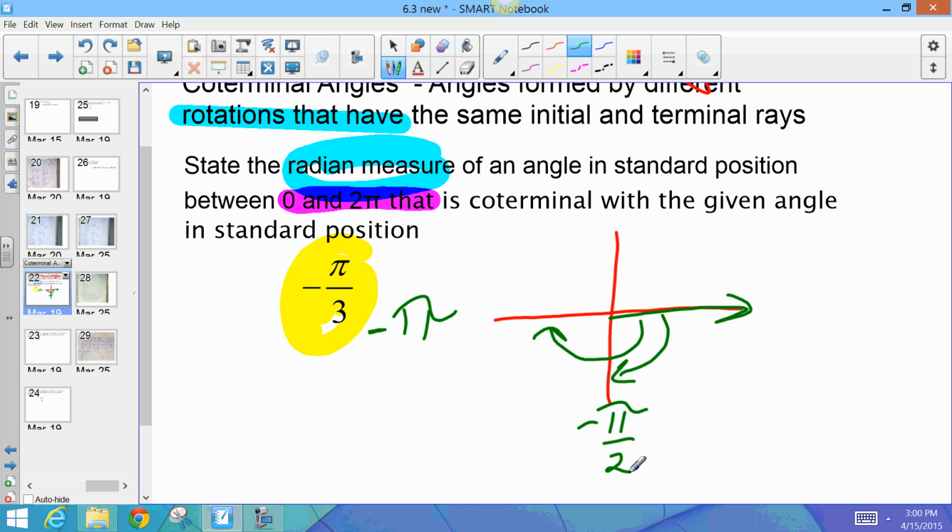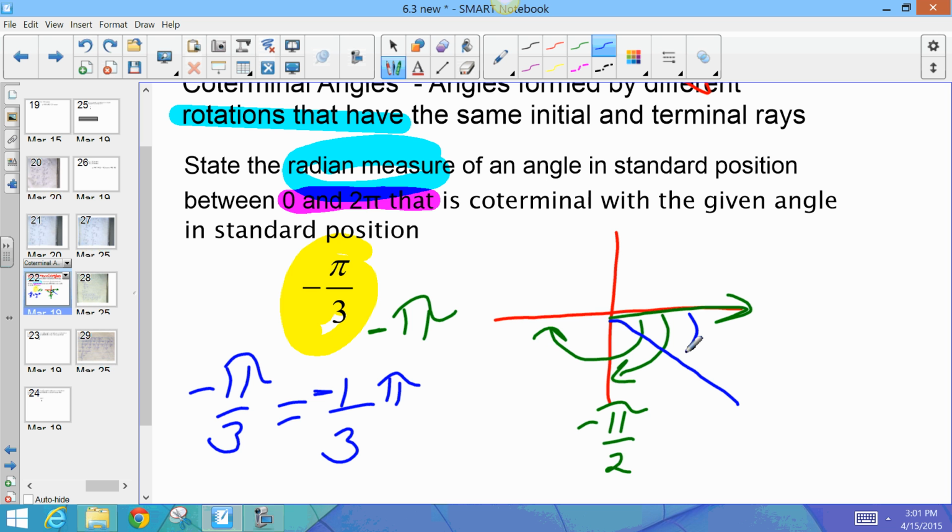Negative pi over 3, another way that you can say that, is negative 1/3 of pi. So 1/3 is smaller than 1/2. What that tells me is that I'm not going past the y-axis, because I'm going less than 1/2 of pi. 1/3 of pi is less than 1/2 of pi. All right, so this is a quadrant 4 angle.